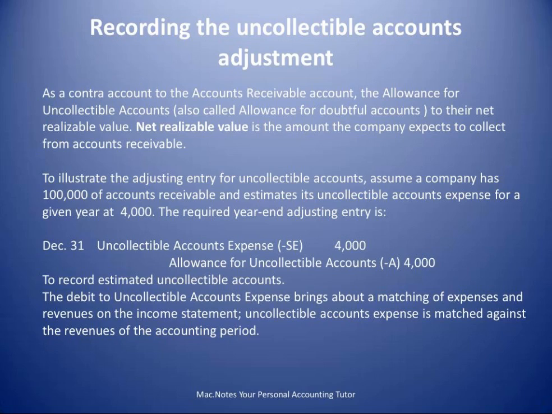What we do is we set up a contra account to the accounts receivable, which is called the allowance for doubtful accounts. And when somebody is expected to go bad, we write it off to that. We debit bad debts expense, notice it's an expense, and we credit the allowance. Now this has a credit balance because it is a contra account to accounts receivable.